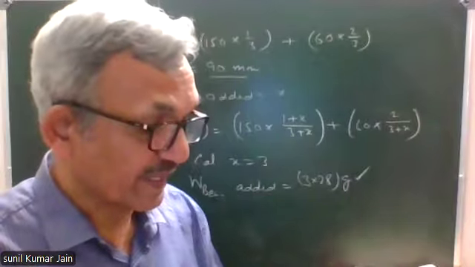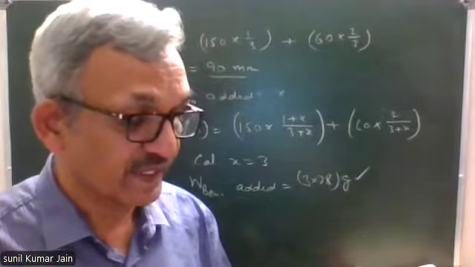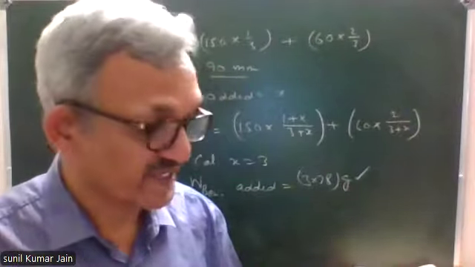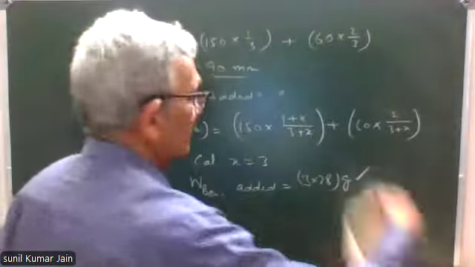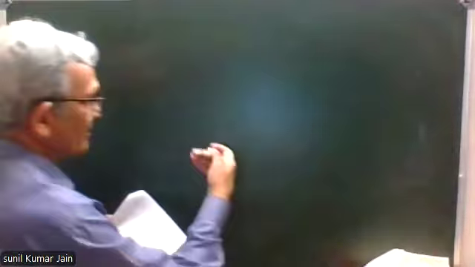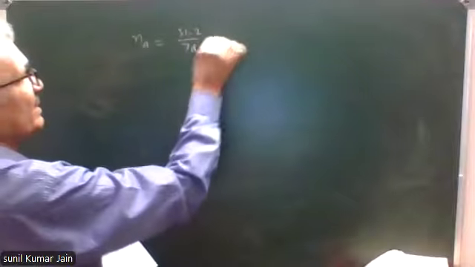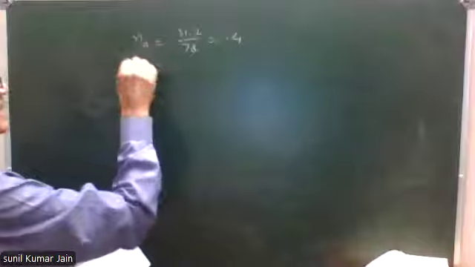Numerical number 7. Calculate mole fraction of A in the vapor phase above the solution prepared by mixing 31.2 grams of A and 110.4 grams of B. Molecular weights are given. Vapor pressures of pure A and B are 80 and 40 millimeters respectively. We'll first calculate number of moles. So number of moles of A will be 31.2 grams divided by molecular weight 78. This is 0.4.